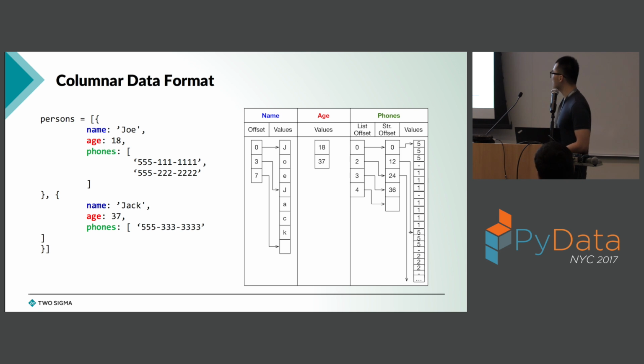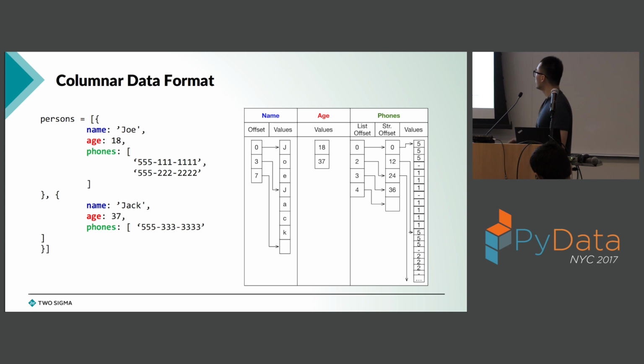Just to give a taste of what the Arrow data structure looks like, here I'm showing a person's records. So there are 2 records here, and each record has 3 columns. As you can see, they can be simple columns like string, integers, or they can be something more complicated like a nested list of phone numbers, things like that. And on the right side, you can see how Arrow represents this in memory.